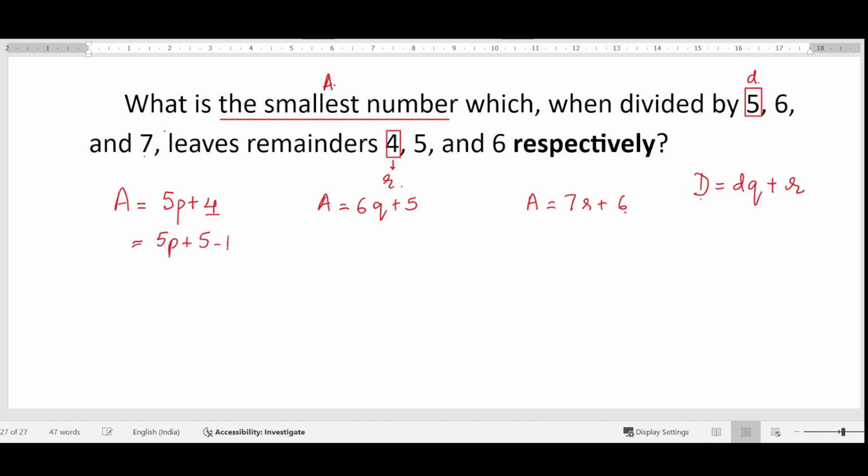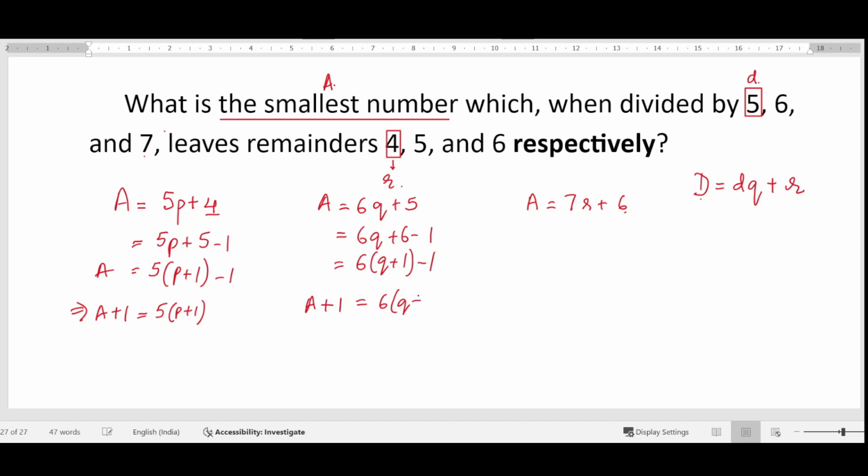plus 5 minus 1 is equal to 5 times P plus 1 minus 1. So A plus 1 is equal to 5P plus 1. In this case also A is equal to 6Q plus 6 minus 1 is equal to 6 times Q plus 1 minus 1. A plus 1 is equal to 6 times Q plus 1. In this case also A is equal to 7R plus 7 minus 1 is equal to 7 times R plus 1 minus 1. So again A plus 1 is equal to 7R plus 1.